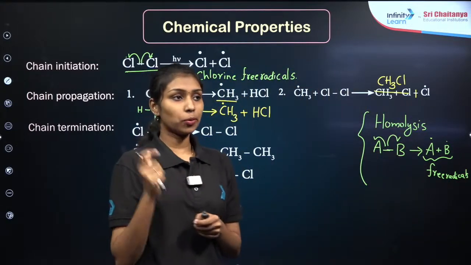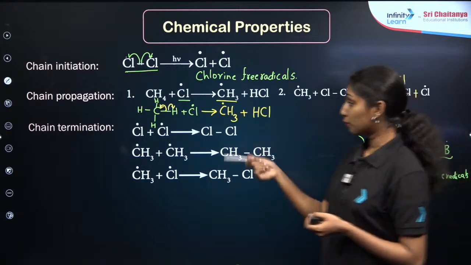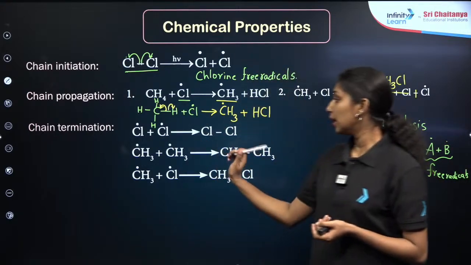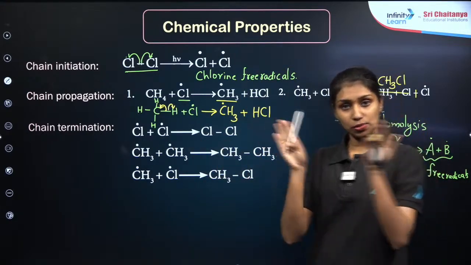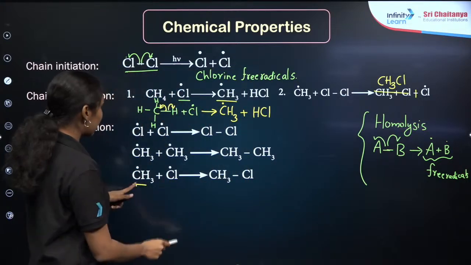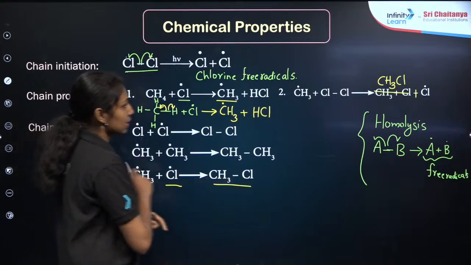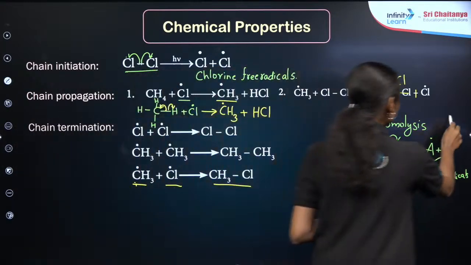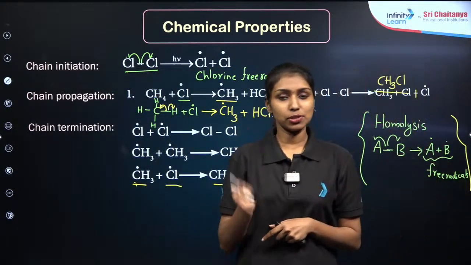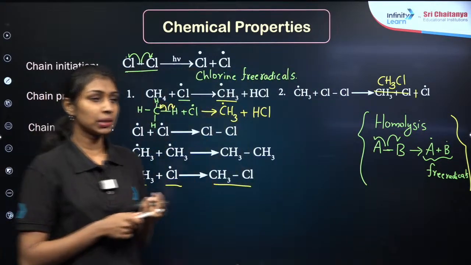Then last step, it is about the termination step. As you can see over here, again the chlorine free radicals combine to form the chlorine molecule. Then methyl free radicals can also combine to form the ethane molecule. Then the last step, one of the methyl free radicals is combining with the chlorine free radical to form CH3Cl, right? If you are not getting the mechanism, no need to worry. You must have an idea about the product forming, right?